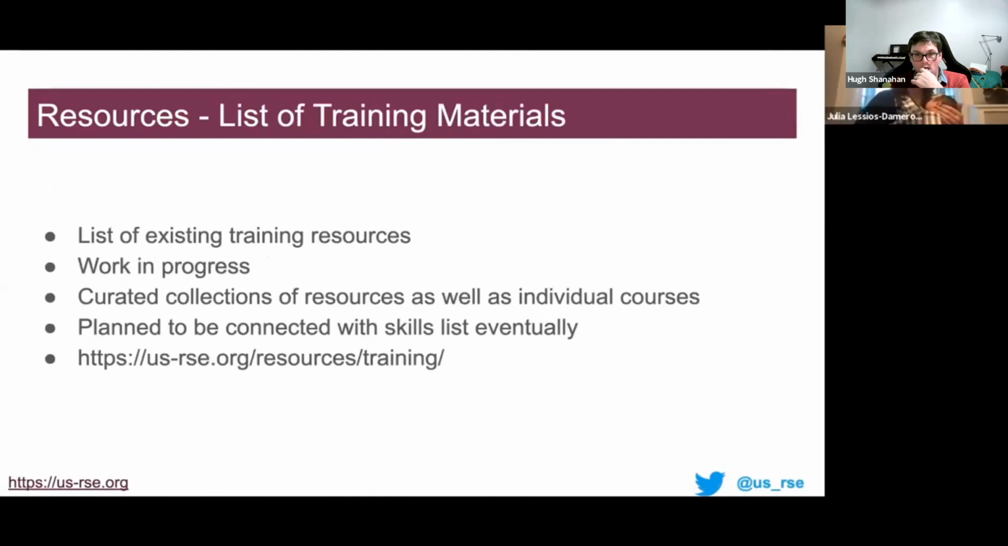And then we developed a list of trainings, which tries to pull together existing trainings and classify them.